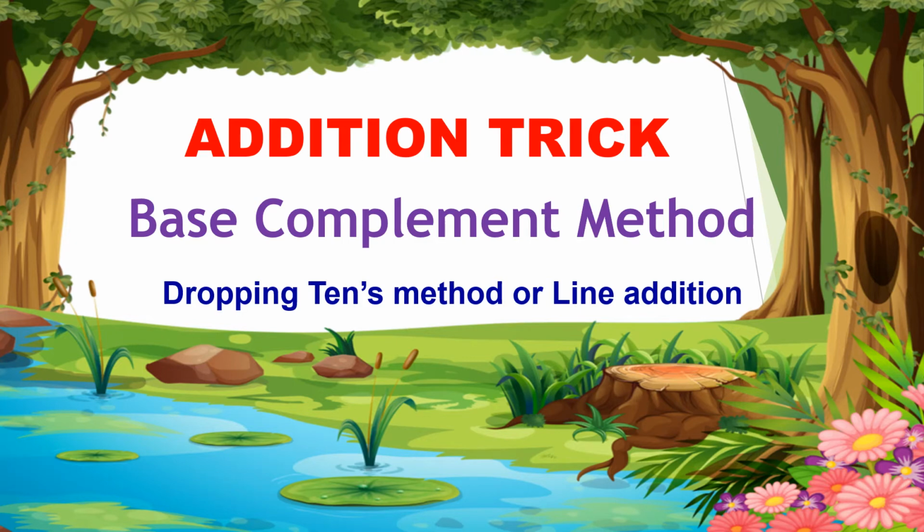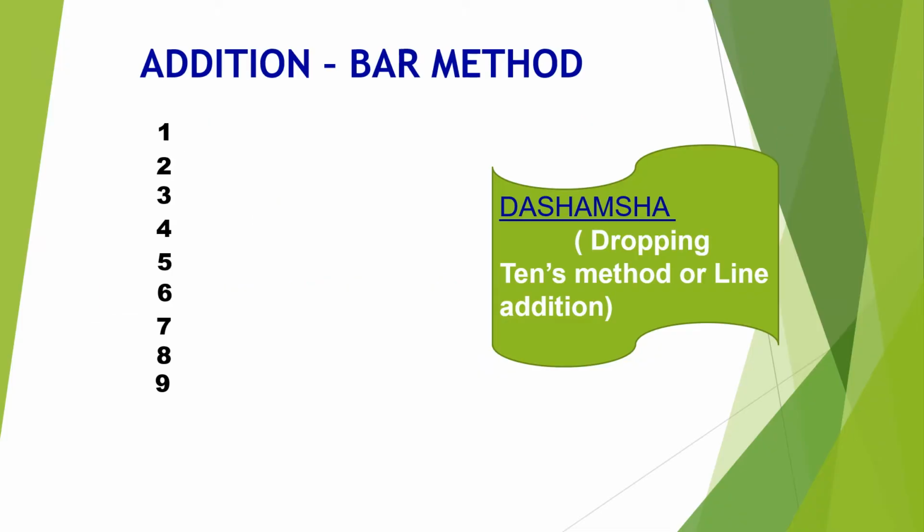In this video, we are going to see how to do addition using the base complement method. We can call it the dropping tens method or line addition also. This method enables us to add the digits very easily in less time. So let's see what it is. Addition bar method. In Vedic math, this method is also known as Dashamshaha, meaning dropping tens method or line addition method also we can say.